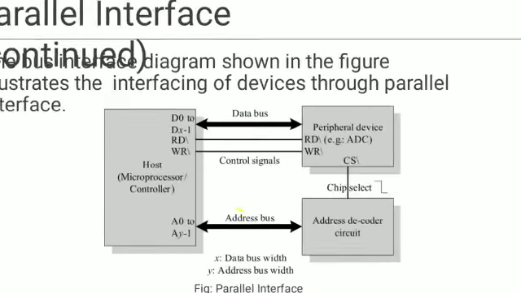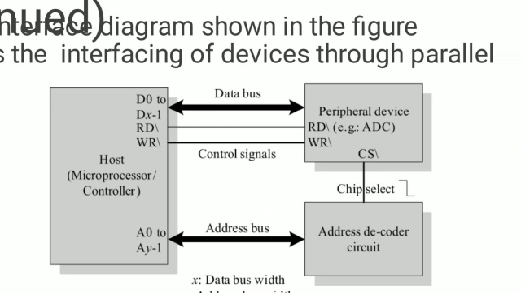So as shown in the figure, here you can see there are read and write control signals, and we have a parallel data bus. And we have an address bus to identify which particular peripheral you want to address.